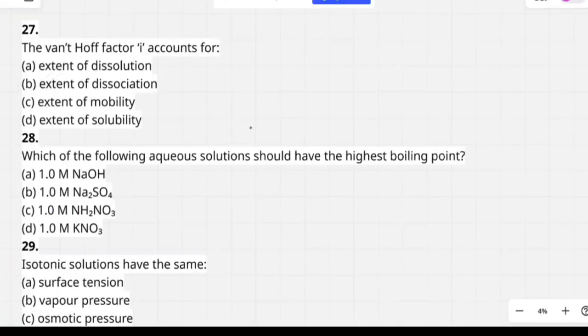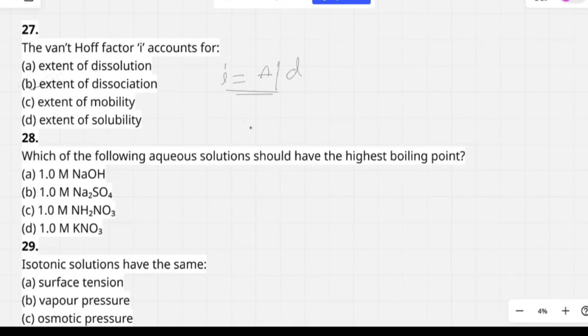Then for 27, the van't Hoff factor i accounts for... Already we know that i is the measure of either association or dissociation, the extent of either association or dissociation. So option B is correct. The van't Hoff factor i is the measure of the extent of dissociation. Next I move to question number 28.